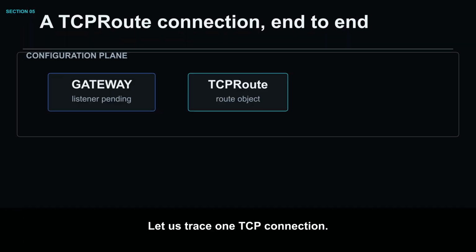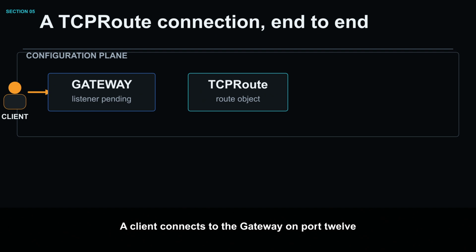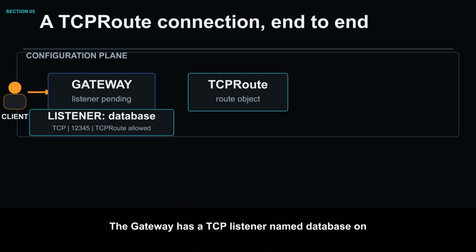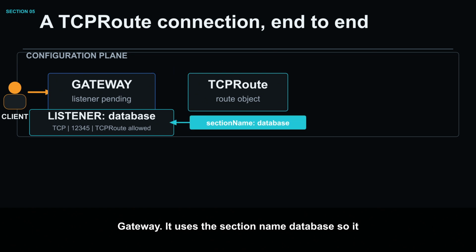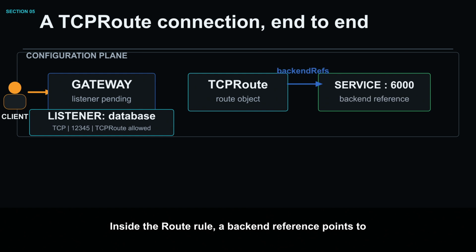Let us trace one TCP connection. A client connects to the gateway on port 12,345. The gateway has a TCP listener named database on that port. It allows TCP routes to attach. Your TCPRoute has a parent reference to that gateway. It uses the section name database, so it attaches to that specific listener. Inside the route rule, a backend reference points to a service on port 6000.